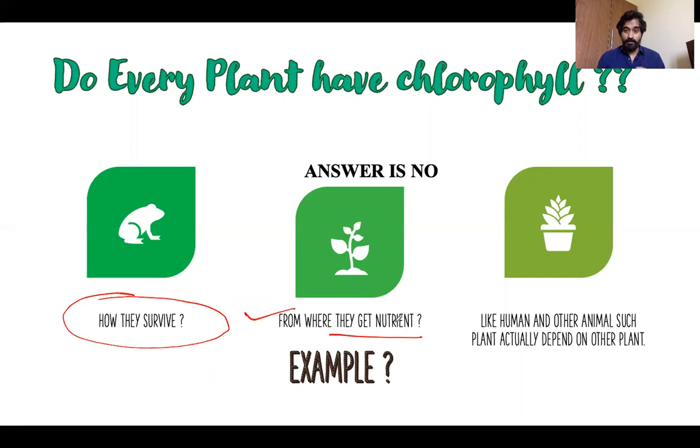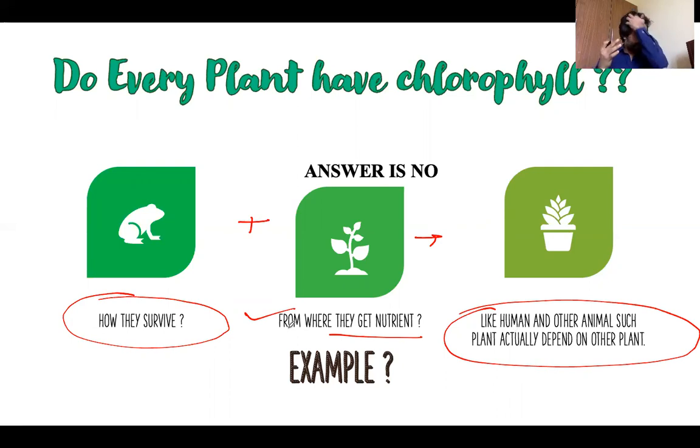Obviously, water and minerals they will get from soil, but other stuff, carbohydrate, protein, fats, from where do they get? The answer is: like humans and other animals, plants actually depend on other plants. These plants which cannot do photosynthesis because they do not have chlorophyll depend on other plants.